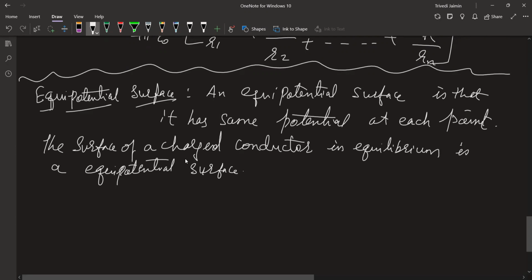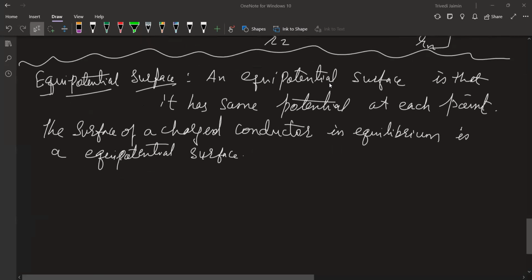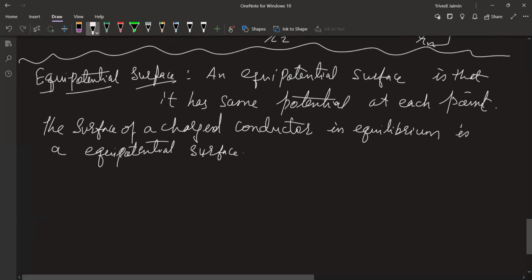Yes, everyone understood? Which are equipotential surfaces? Varsha, tell me. It has the same electric potential at each point. Yes. It has the same potential.